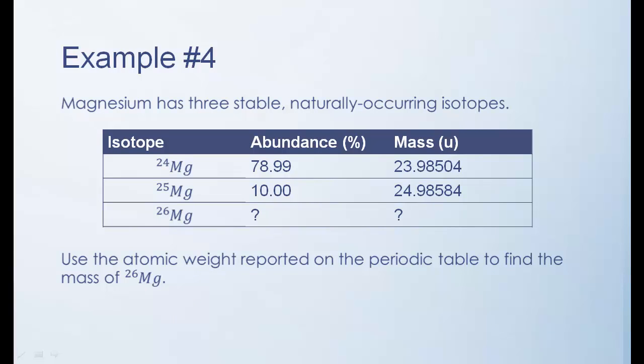In this one, we're told that magnesium has 3 stable isotopes. We're given the abundance of 2 of them, the mass of 2. We're asked to find the mass of the third isotope, magnesium-26.